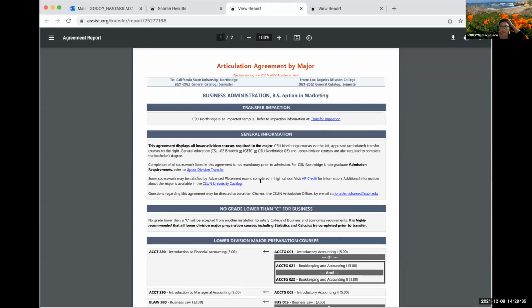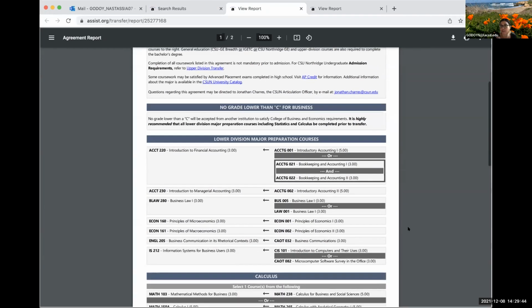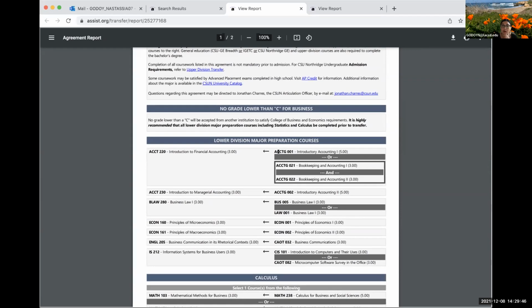Again, lots of information here. For right now, let's just look at lower division major prep courses. We're looking at the right side. So let's see how we would read this, right? Because this one's a little bit more complicated. So I would need accounting 1. Here it says or. So that means I have a choice of doing accounting 1 or these 2 classes. Well, I'm going to make it easier for myself. I also know because I'm a counselor, most business programs need me to do accounting 1. So I'm going to do accounting 1, introductory accounting 1, 5 units.